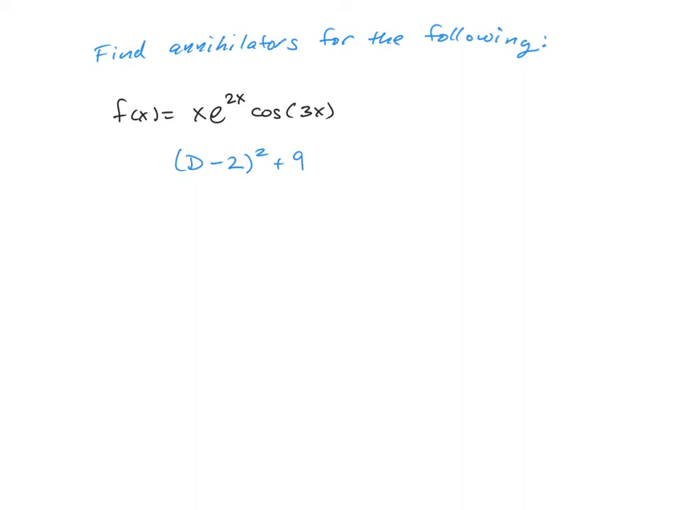But now we've got that x in front. And remember, coefficients of x means there's repeats going on. So that means that we have a repetition of our roots, and so therefore it's going to be D minus 2 squared that we pick for our annihilator.